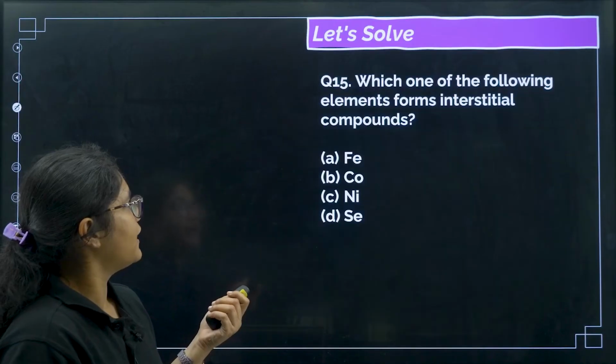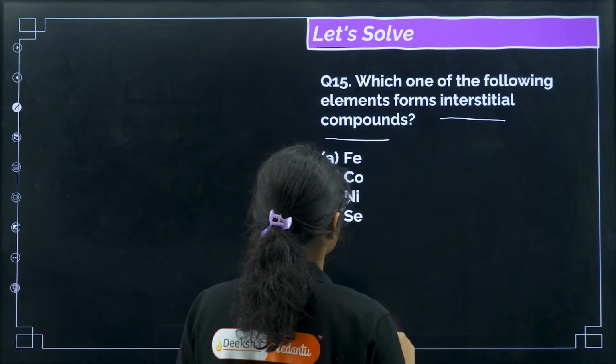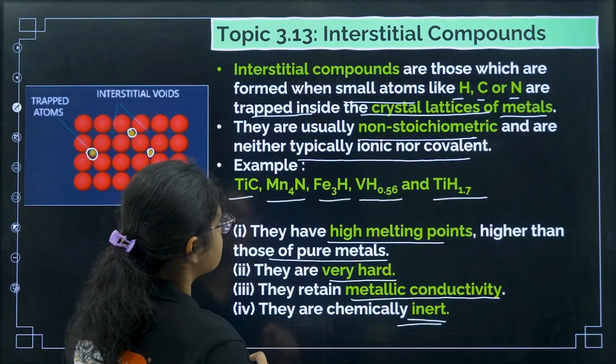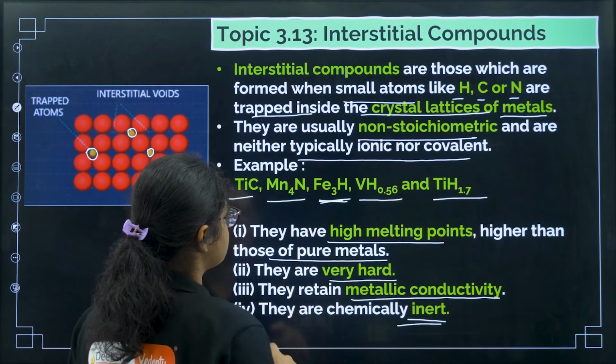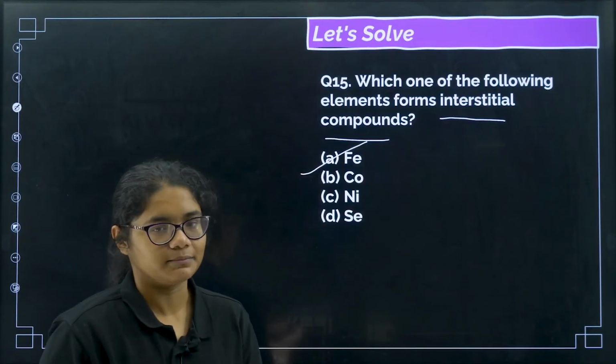Okay, fine. Now, which one of the following elements form interstitial compounds? So, if you have seen the example, let us go back to the example. Fe can form interstitial compounds, right? So, the correct answer for this question will be option number A.